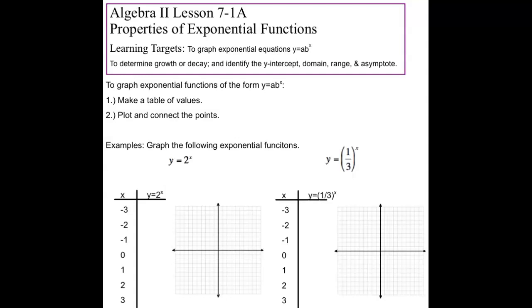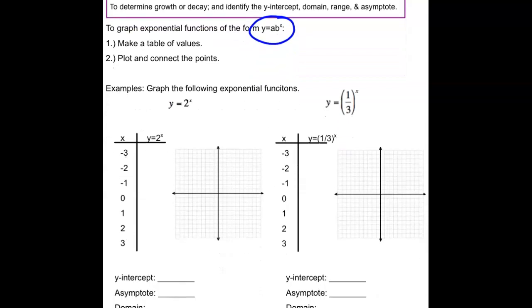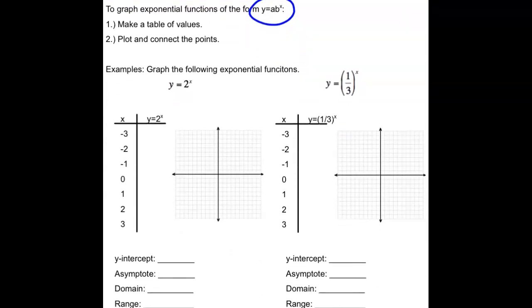To graph an exponential function of this form, y equals a times b to the x power, the first thing we want to do is make a table of values. And then we'll plot those points and connect them. And we should see the same type of shape graph in all of these. All right, so we're going to graph the first one here, y equals just 2 to the x power. So we've started a table of values here.